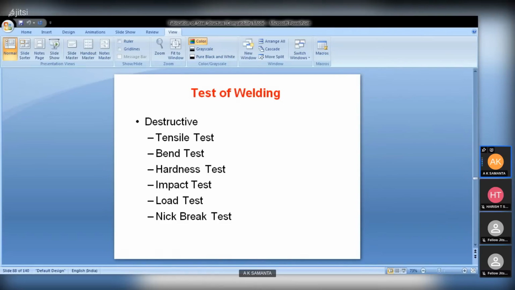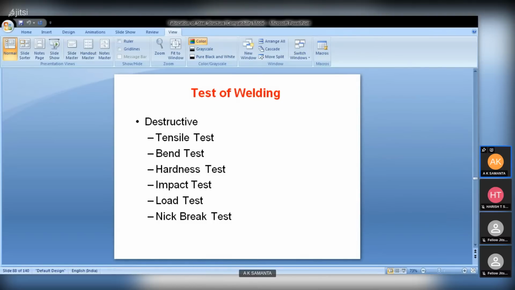Then hardness test is there. If the welded portion has more than 400 Vickers hardness number, then there must be some crack. Welding will be perfect if that Vickers hardness number is less than 350. That's why we should carry out the hardness test.